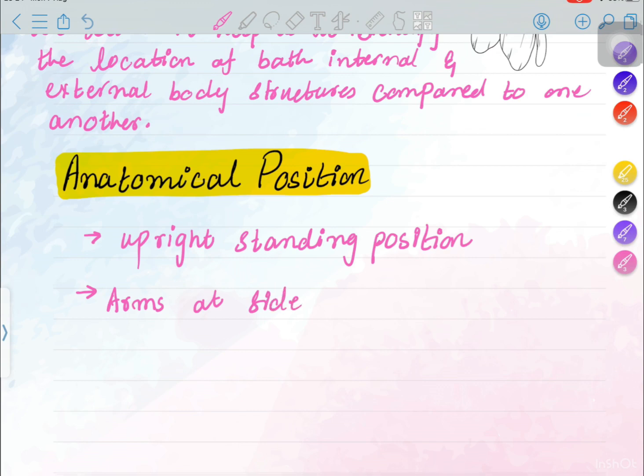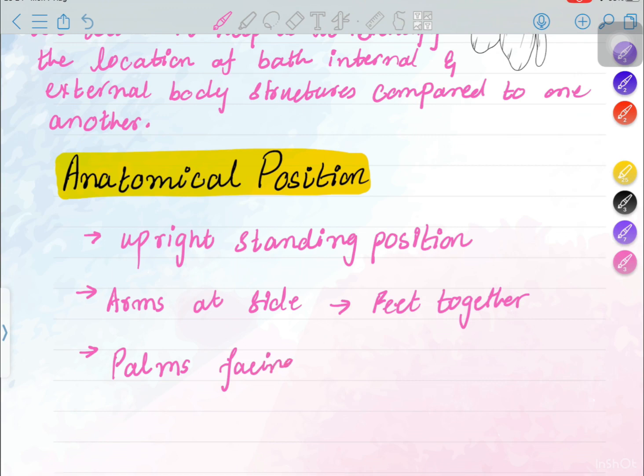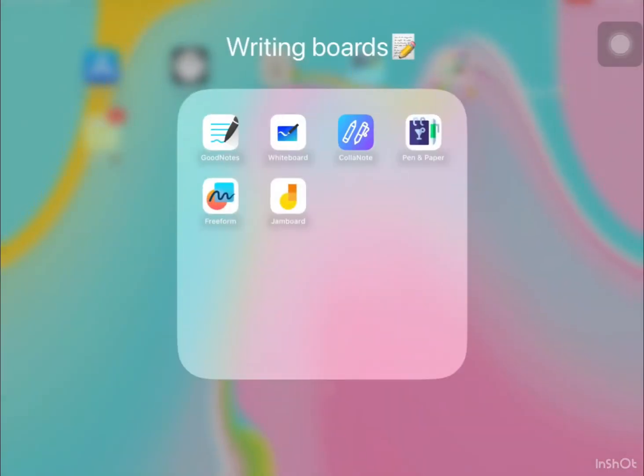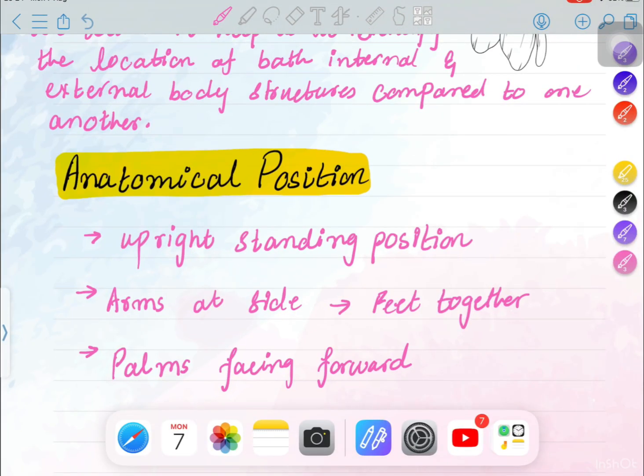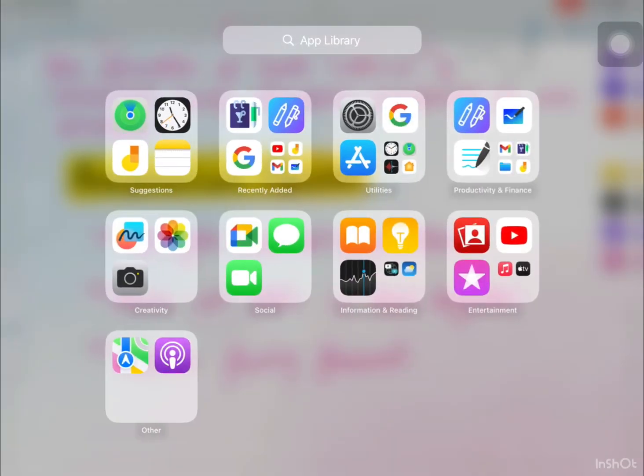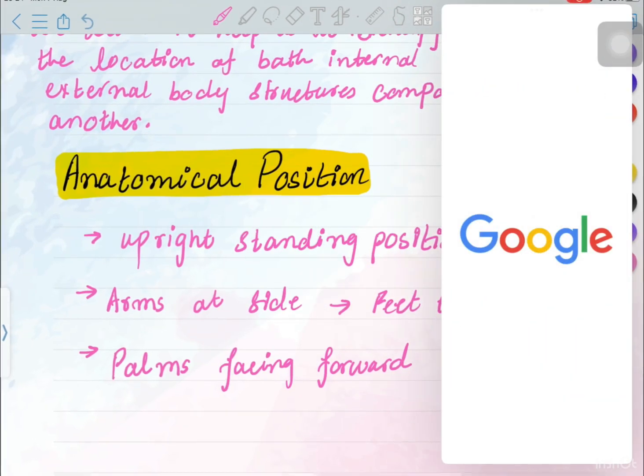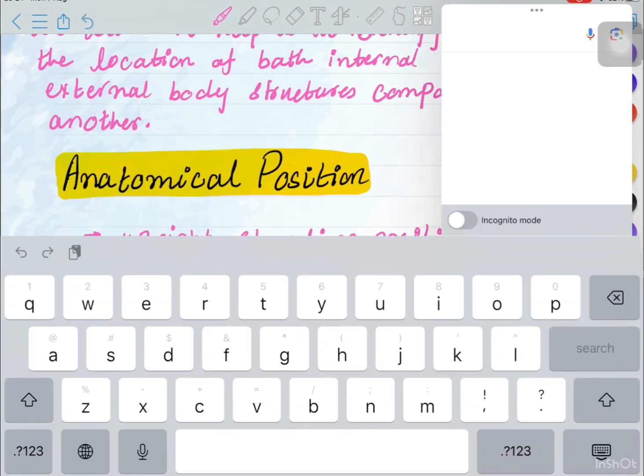Third, you have to keep your feet together. Don't do any type of exercise or squats, no. And fourthly, your palms should be facing forward. This is super important. When you stand like this, it is the anatomical position according to biomedical teachers and medical doctors. So there are four things in the anatomical position: you have to stand, arms should be at the side, palms facing forward, and the feet together.